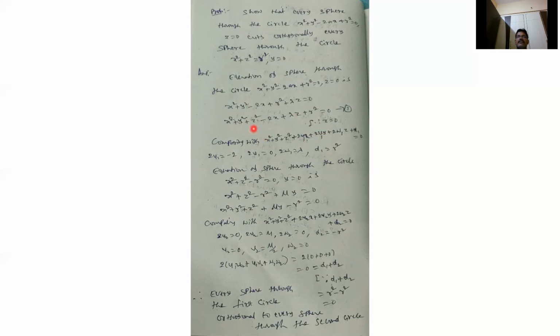That's why I have written z square, because z is 0. x square plus y square plus z square minus 2x plus lambda z plus r square equals 0. Now comparing with x square plus y square plus z square plus 2u1x plus 2v1y plus 2w1z plus d1 equals 0, we get 2u1 equal to minus 2, 2v1 is 0, 2w1 is lambda, and d1 is r square.